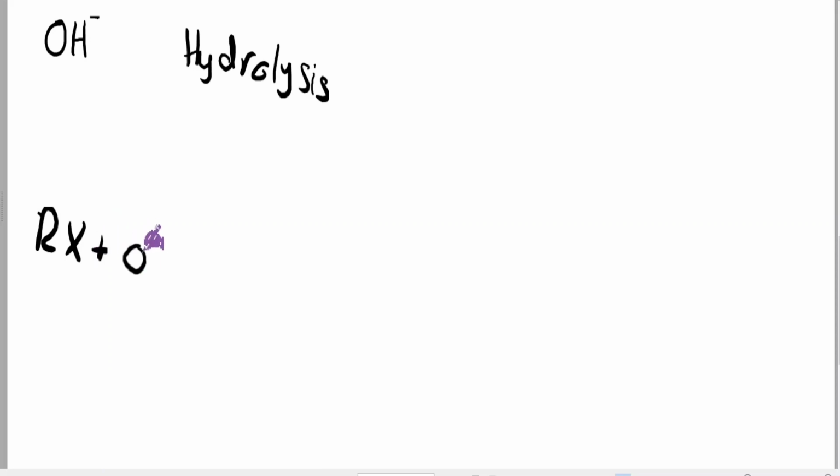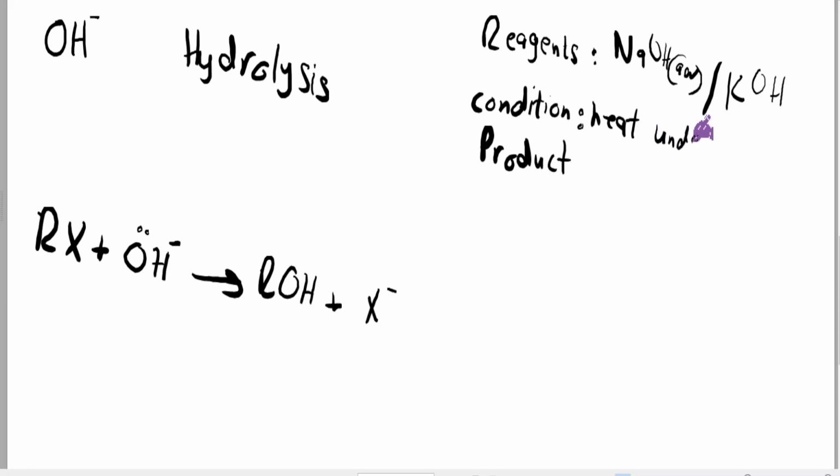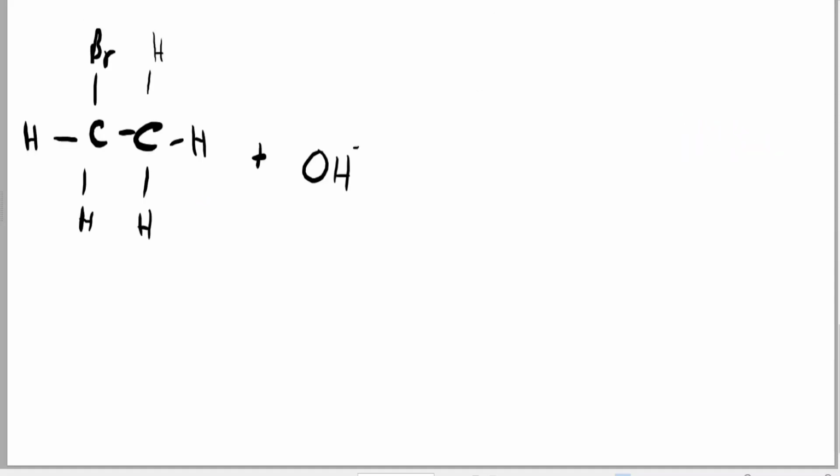The nucleophilic substitution of the OH minus ion can also be said to be hydrolysis. Any halogenoalkane would react with this OH minus that has a lone pair, and you'd get ROH plus the halogen ion. So the reagent for this is NaOH aqueous, or you can use potassium hydroxide, which is KOH, and the conditions are you heat under reflux.